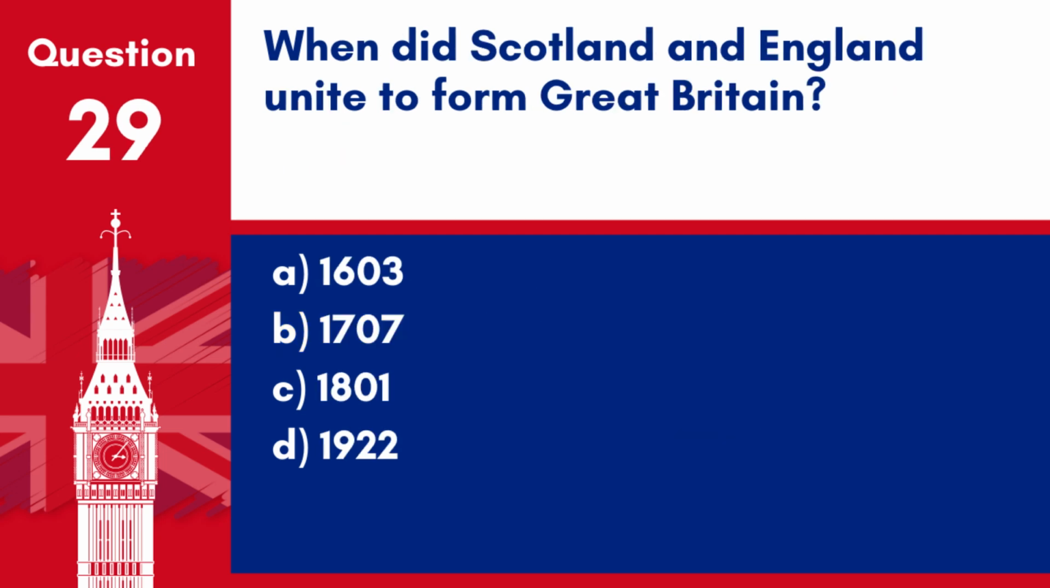Question 29. When did Scotland and England unite to form Great Britain? A. 1603. B. 1707. C. 1801. D. 1922. Answer: B. 1707. Scotland and England united to form the Kingdom of Great Britain in 1707 through the Act of Union.